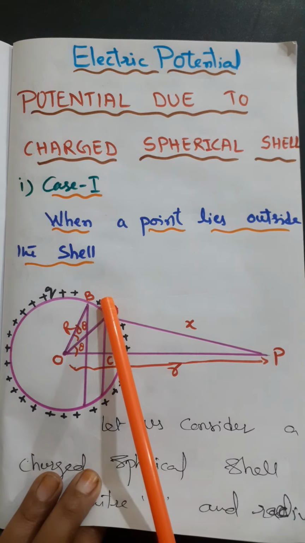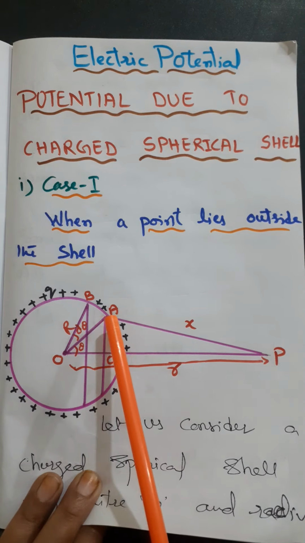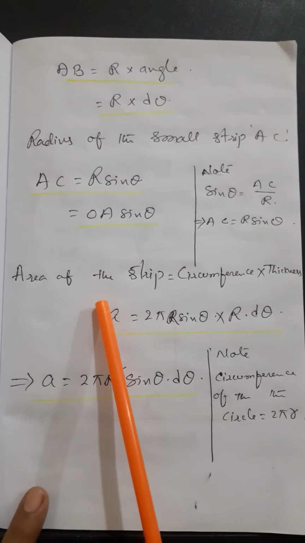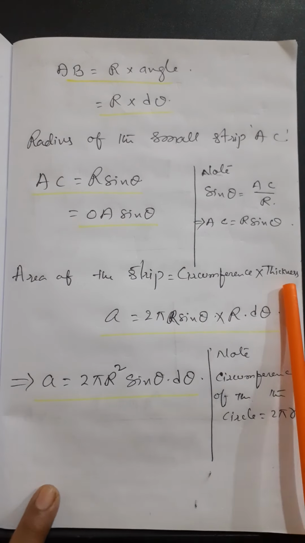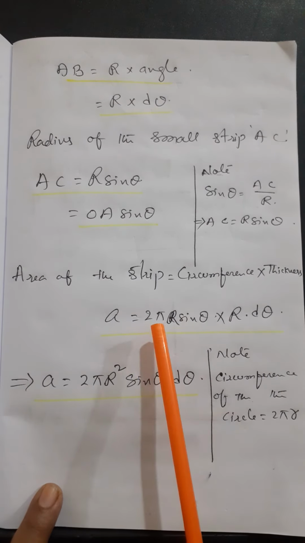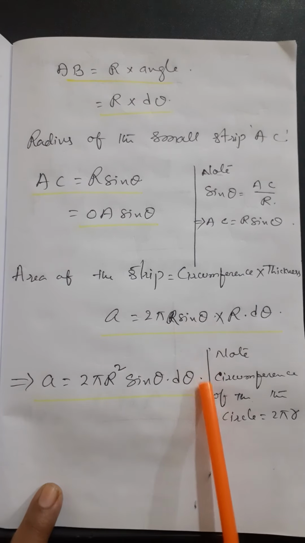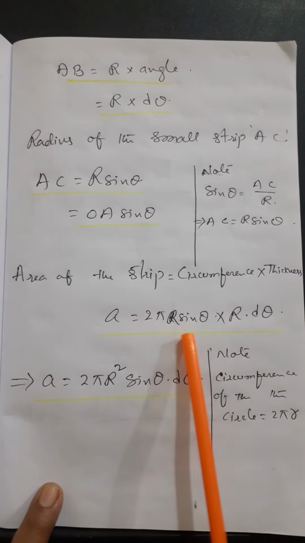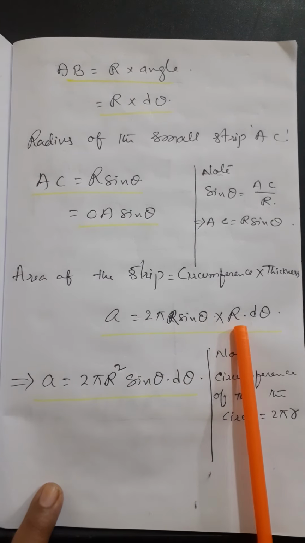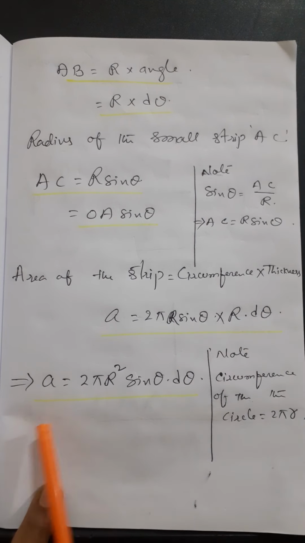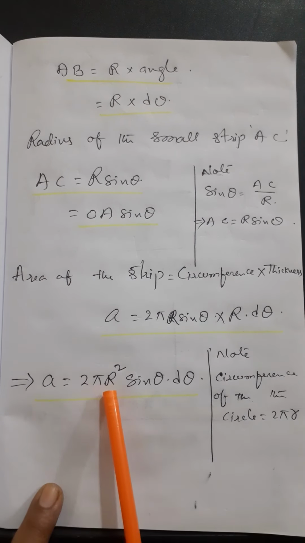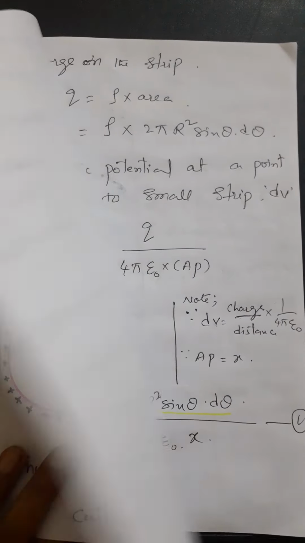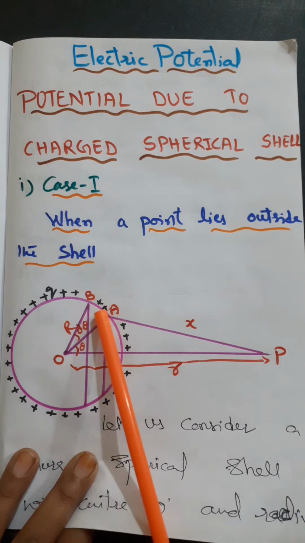Next we have to calculate the area of the strip, and after that the charge on this strip. Area is the circumference into thickness. The circumference of the small strip is 2 pi R sin theta, just like the circumference of a circle is 2 pi r. So the area is 2 pi R sin theta into R d theta, which can be written as area equal to 2 pi R square sin theta d theta.